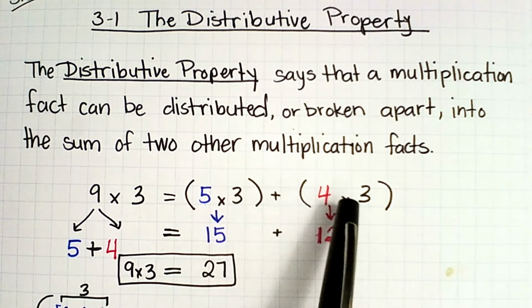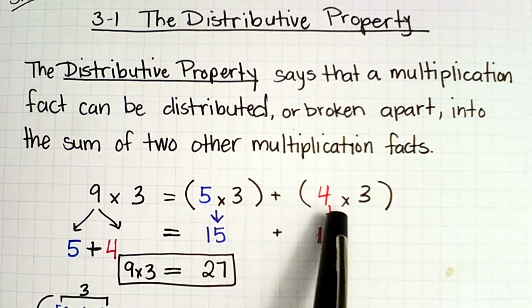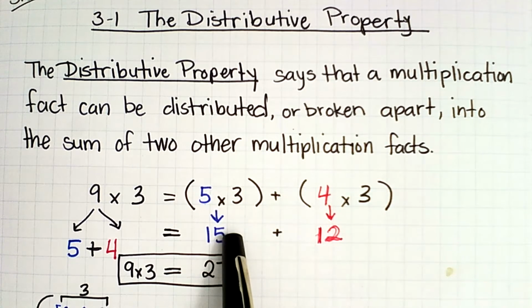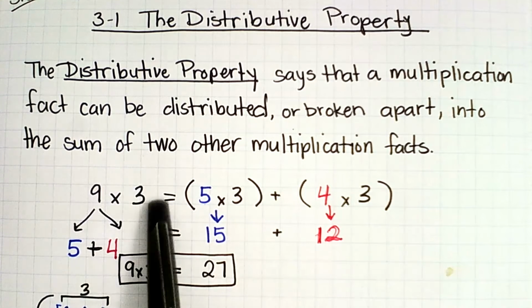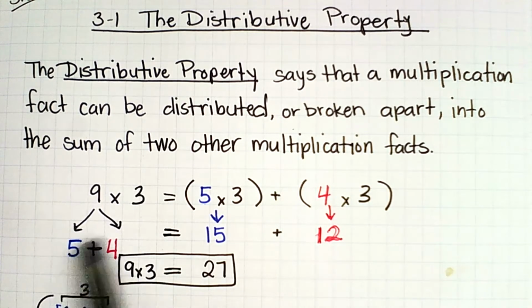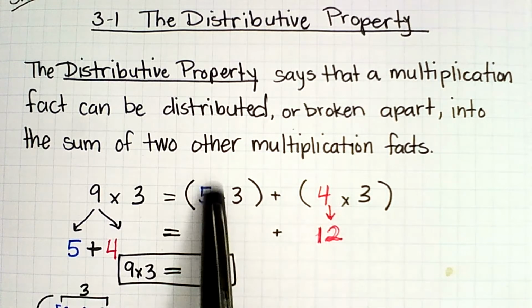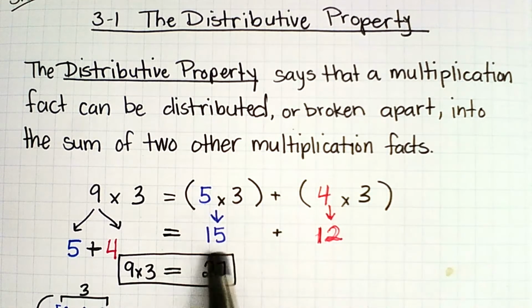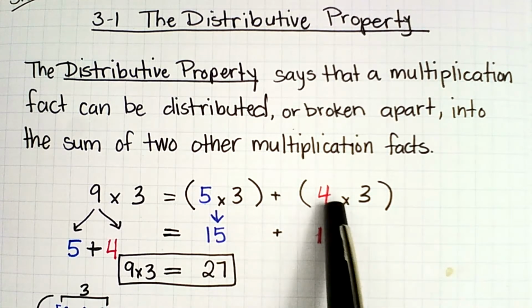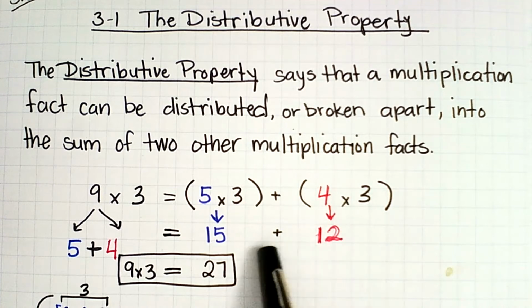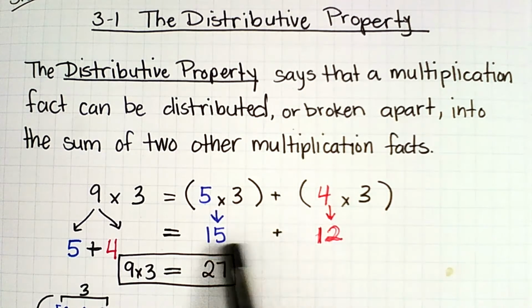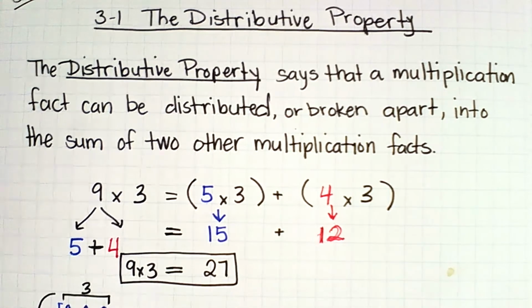By finding the sum of these 2 partial products, remember partial products means a part of your multiplication answer. So 9 times 3, I broke it apart into 5 times 3 and 4 times 3. My first partial product for 5 times 3 was 15. My second partial product for 4 times 3 was 12. Now I want to find the sum of both of those. 15 plus 12 gave me 27. So I know that 9 times 3 was equal to 27.